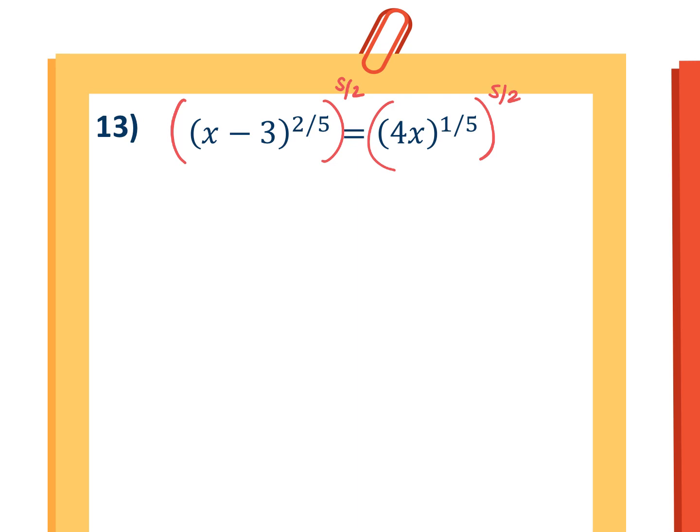Now what happens on the left-hand side is they cancel completely out, and I'm left with just x minus 3. On the right-hand side, I have 1/5 raised to the 5/2. What happens to those? What do you do when you raise a power to a power? Multiply. So these are going to cancel, right? And I'm left with 4x to the 1/2.